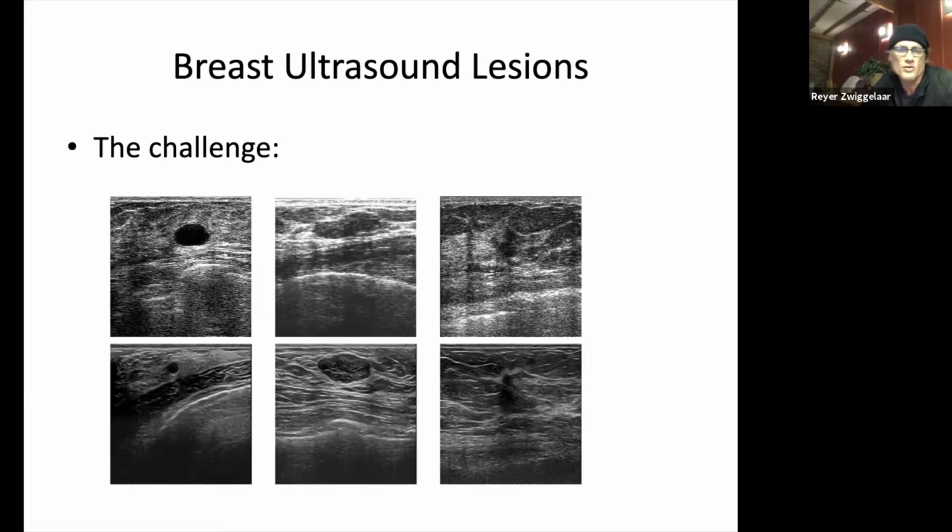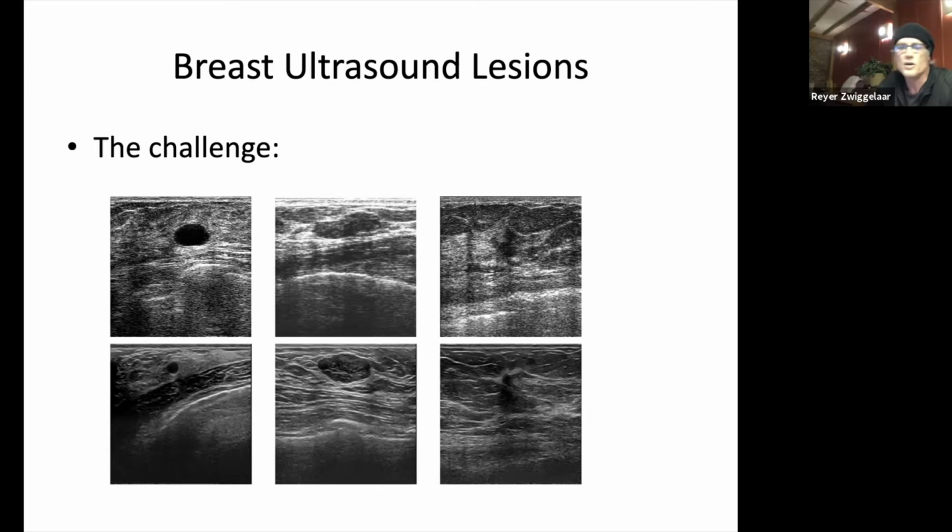There's clearly variation in size, and with ultrasound you actually get shadows and other aspects as well, which makes it difficult not only to find the abnormality sometimes, but also to indicate what type of abnormality it is. And we're interested in both those aspects. I'll talk a bit about both of them as well.